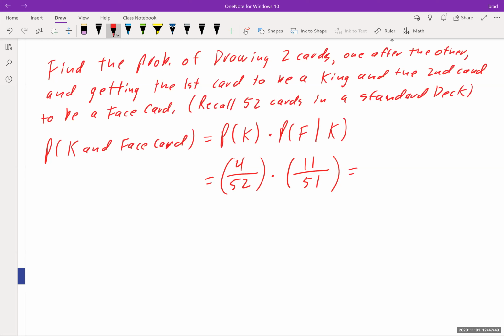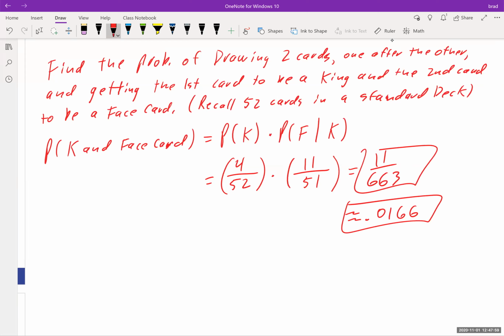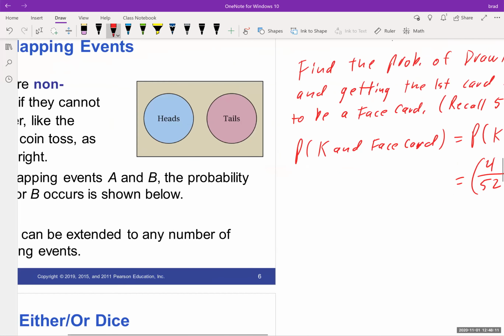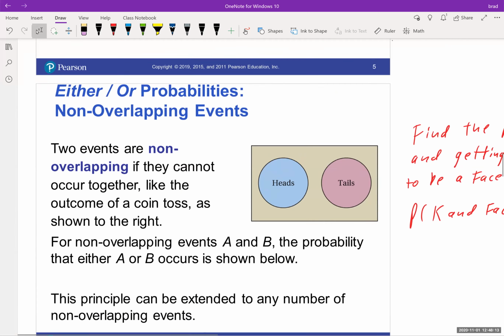So this is 11 over 663, or we could also do 0.0166 if we round it off, okay? So this is how we could do a card game. This is basically, you know, playing blackjack. This is the probability of getting a king and then a face card. So you're getting a 20 in the game of blackjack back to back. I just wanted to show you guys another one, okay?